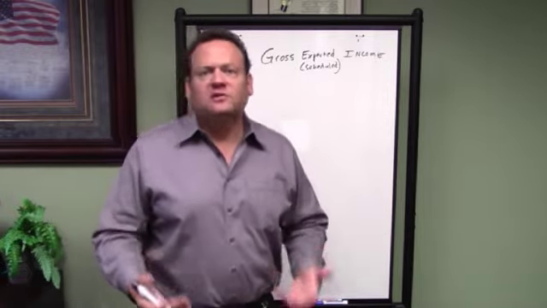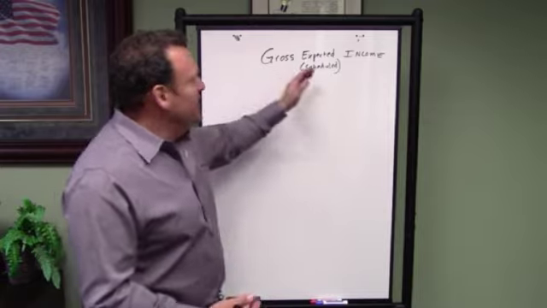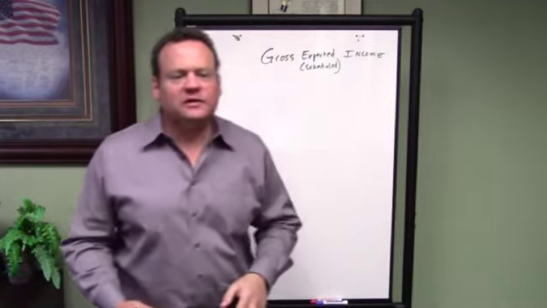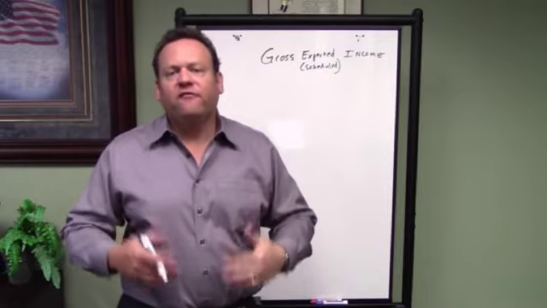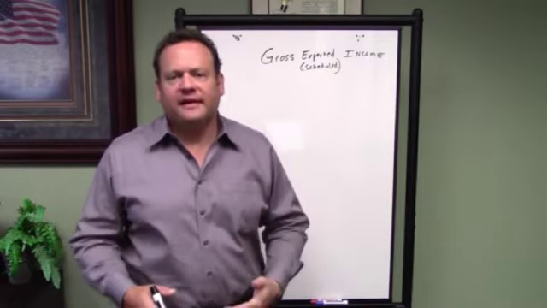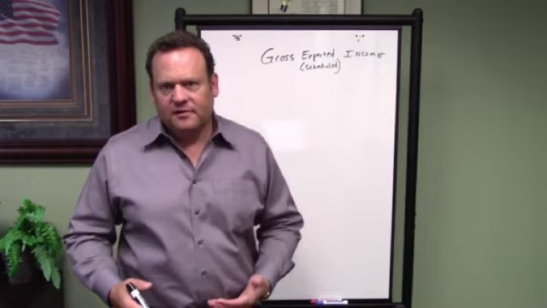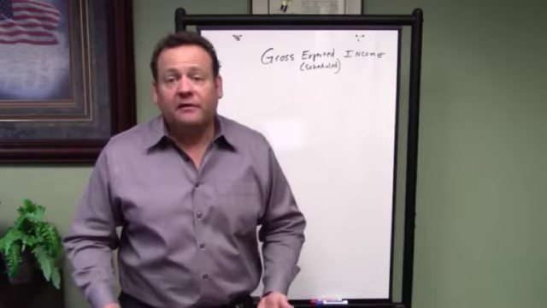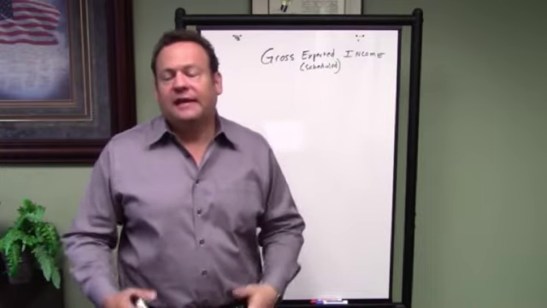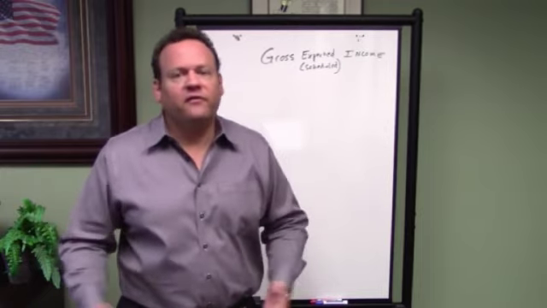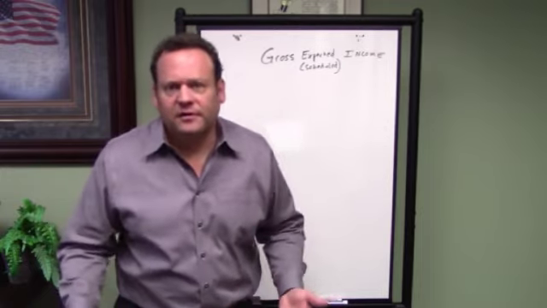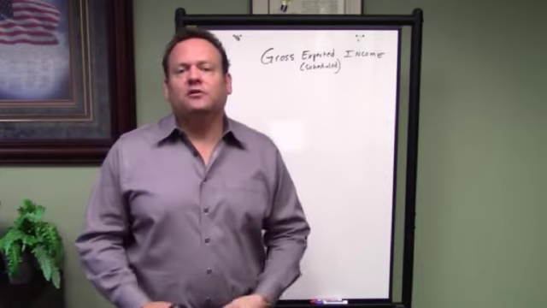Okay? So to start, gross expected income or gross scheduled income is, if everything was rented at market rent, what would that number be? So if you had 10 units and rent was $1,000 a month, that'd be $10,000 a month, or times 12, $120,000 a year. Okay? So that would be the gross expected income.